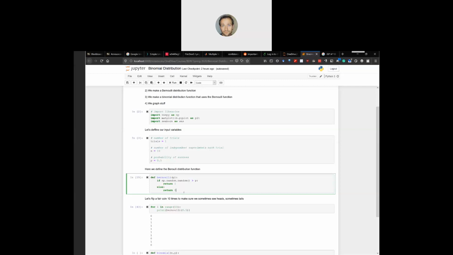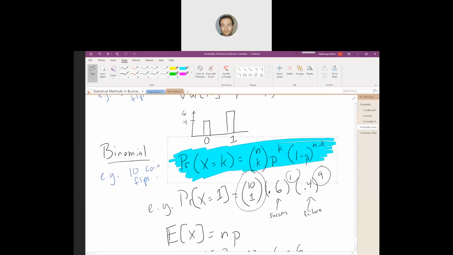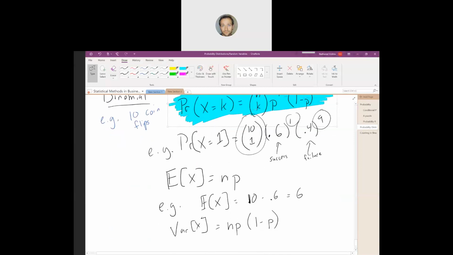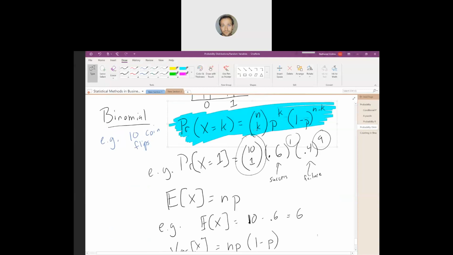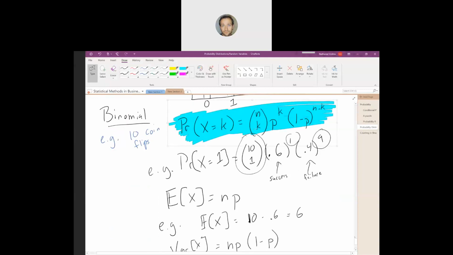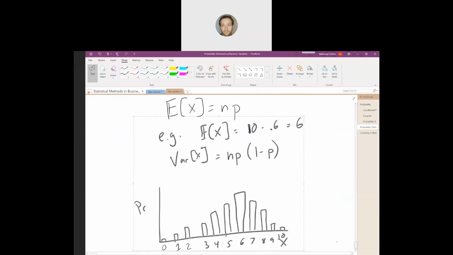So for the Python coding part, you can pay attention to the things that I'm doing when I'm coding if you care. But basically what I'm building up to is to just build some graphs to show you different examples of the binomial distribution. So I'm just going to display different graphs here. They'll look something like this at the bottom.